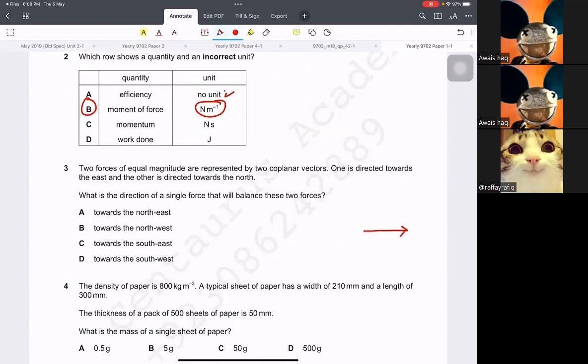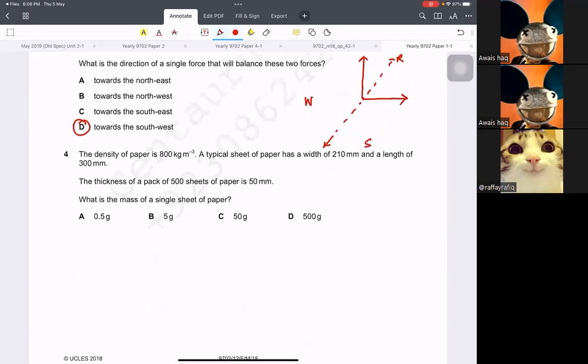Two forces, one east, one north. What is the single direction that will balance these forces? So the resultant is going to be here. So the force that should balance should be here. So this was south, this was west. So we should look at towards southwest. Okay, then.